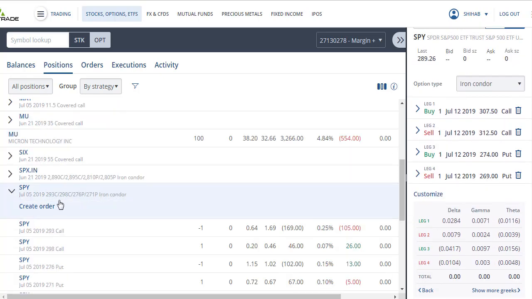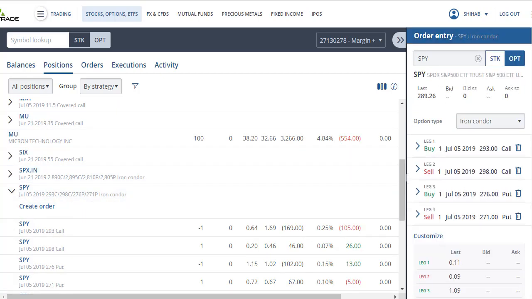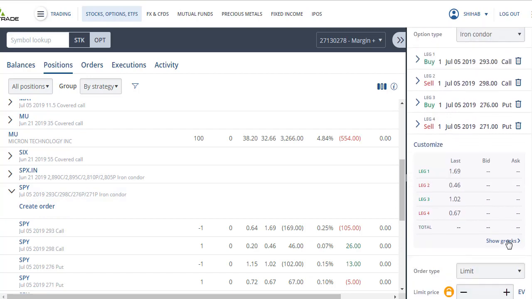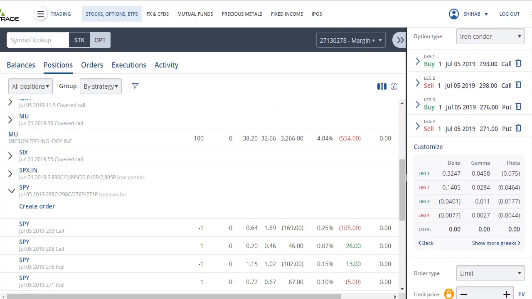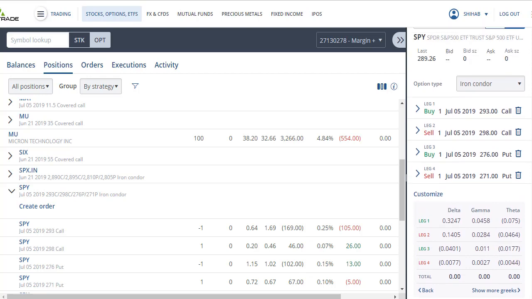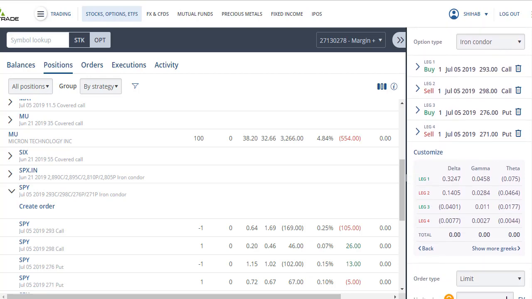If I look at the other one, expiring July 5th, I'm in a little bit of trouble because, as you can see, the delta went up to 32%. So the trade started off at 5%, but now it went all the way up to 32 because my strike was 293 and it's trading at 289. So it's getting very close to my call side. So now I might have to make an adjustment, although it expires July 5th. So about 3 weeks left.